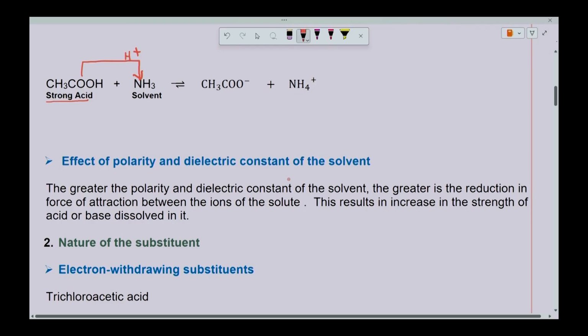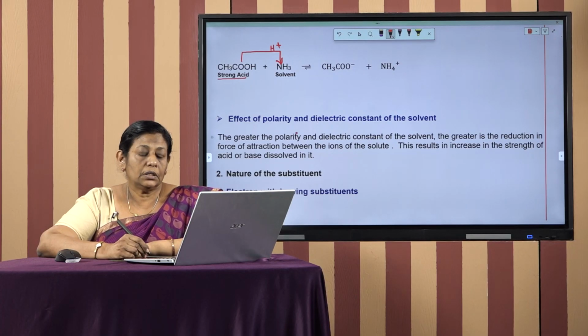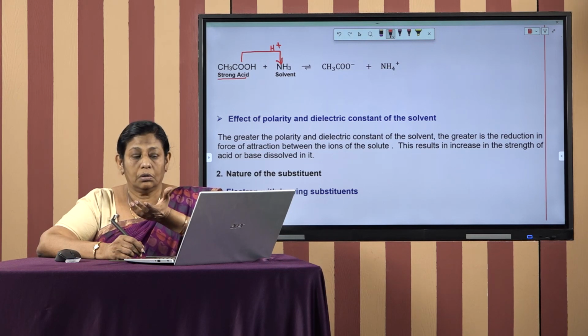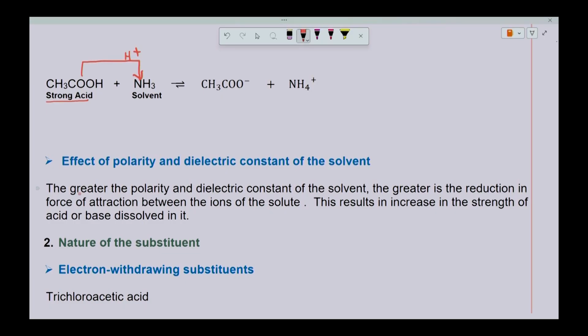Next is the effect of polarity and dielectric constant of a solvent. The dielectric constant is a measure of the polarity of the solvent. A high dielectric constant means the solvent is highly polar. Greater the polarity and dielectric constant, which measure the same thing here, greater is the reduction in the forces of attraction between the ions of the solute. That is the general case. Now, suppose I am having HCl.